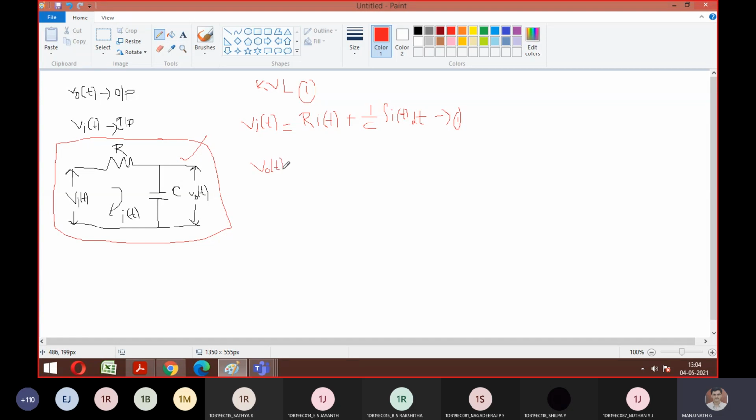So what is the thing only there? It's only with respect to the capacitor. So what is the current across this capacitor? That itself is my V naught of t. So what can I write here? Can I write it as 1 by C integration of I of t into dt? So this is my equation number 2. Any doubts, anyone, till here?